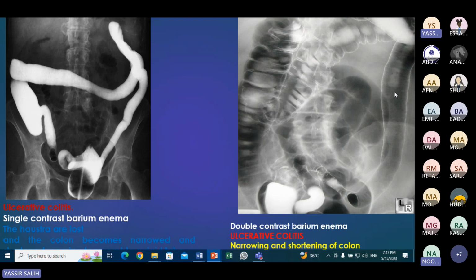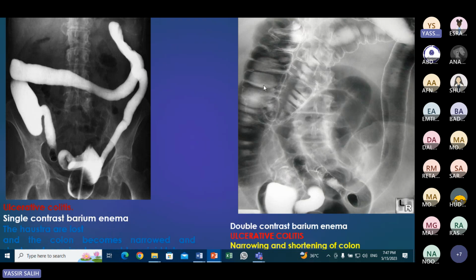Ulcerative colitis. The signs we mentioned: narrowing or shortening, or featureless colon, or loss of haustration. All of this is a sign of ulcerative colitis. Also this is a single contrast, not double contrast. There is no air in this one. We give no air to this patient.